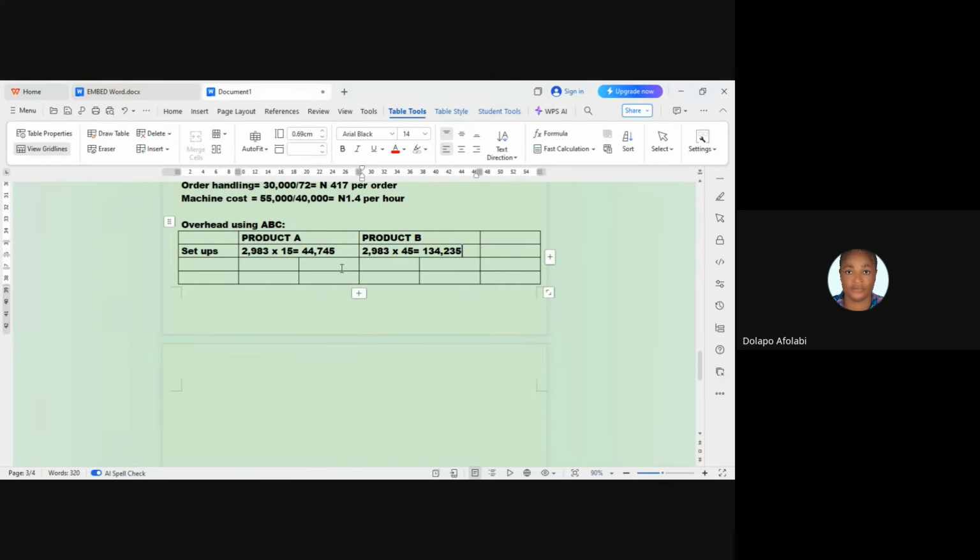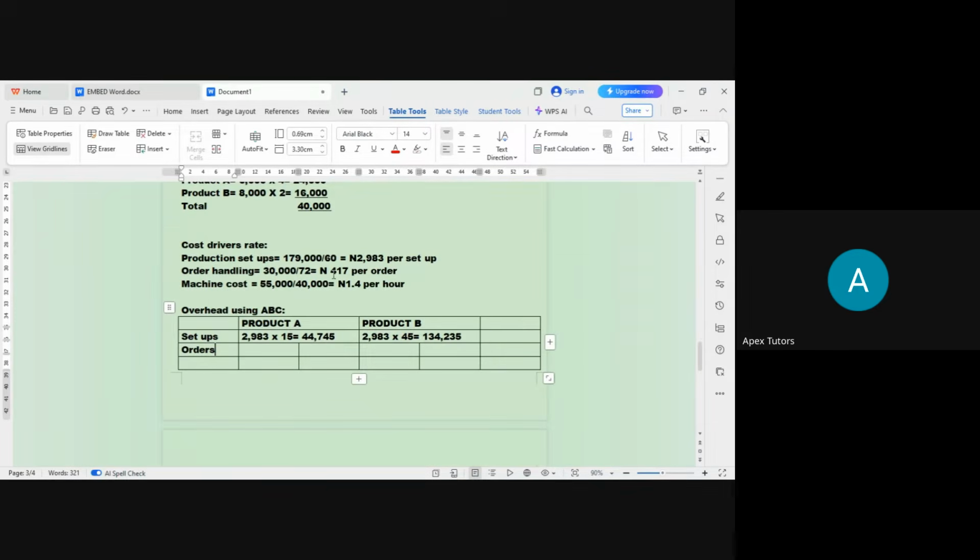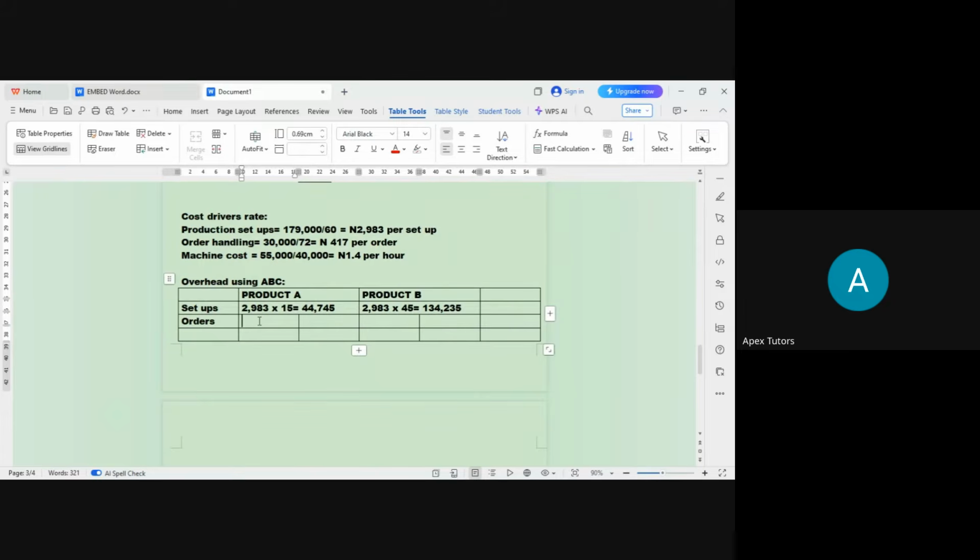235. Now, for orders, cost per order is what? 417. How many orders do we have for product A? 12. So when you multiply, you have what? 5,000.